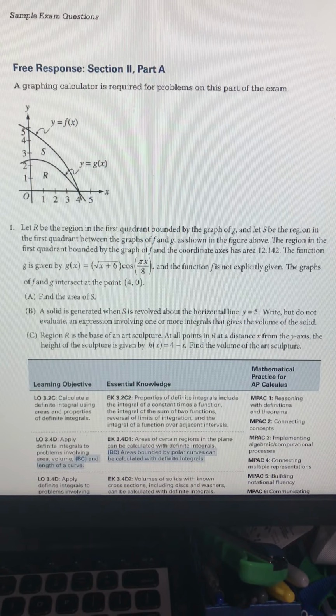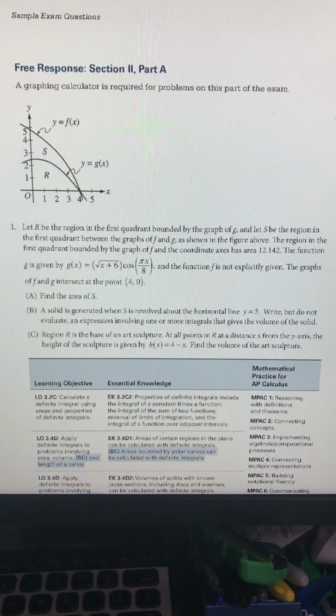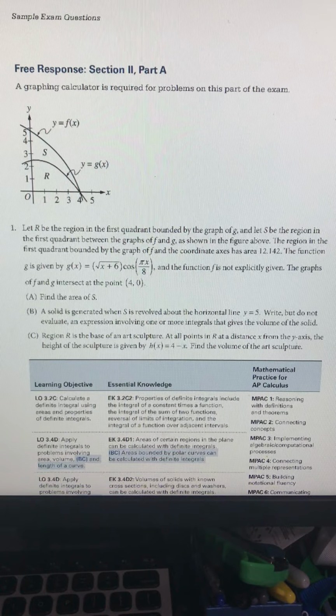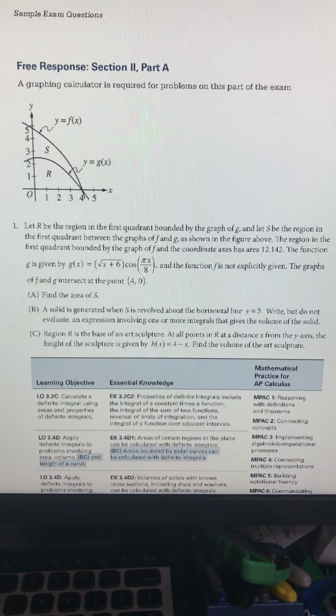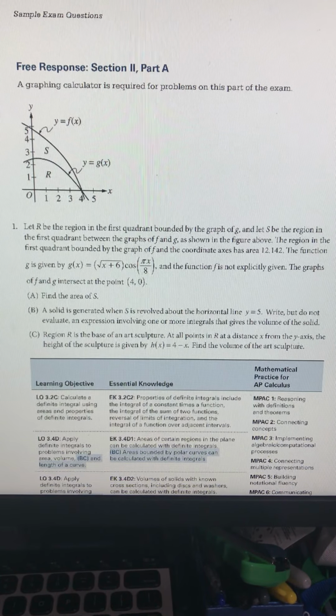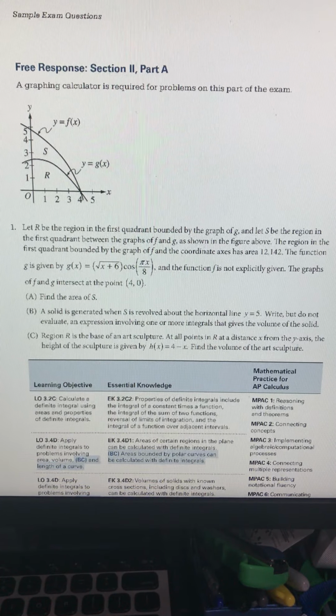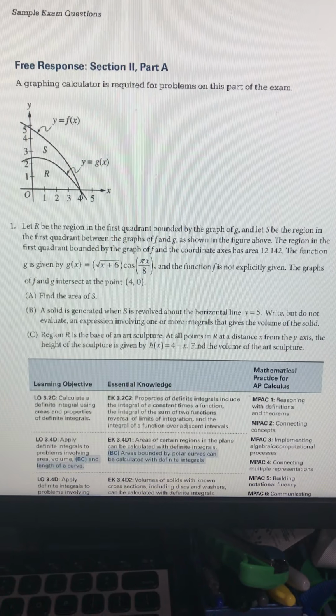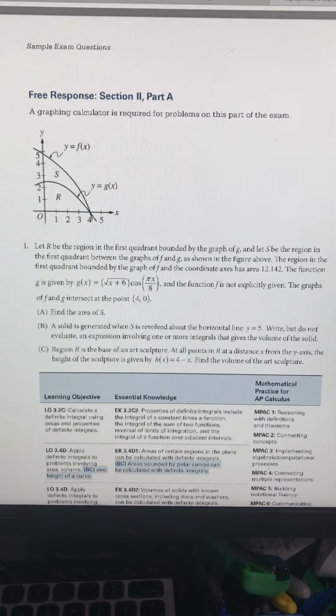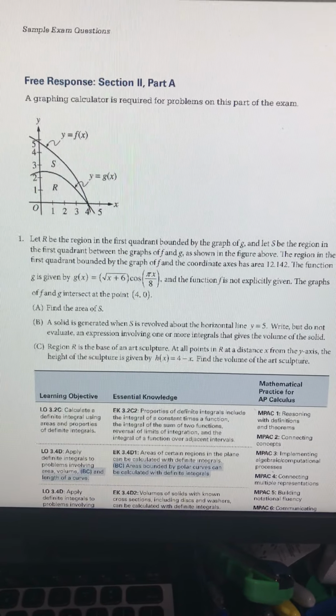So, the very first question of the FRQ states that I must find the area of S, and S is between y equals g of x and y equals f of x. So, how do we find this area of S? What we do is find the area under the curve of f of x and find the area under the curve of g of x.